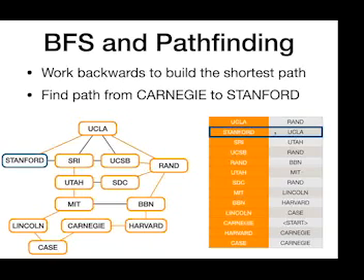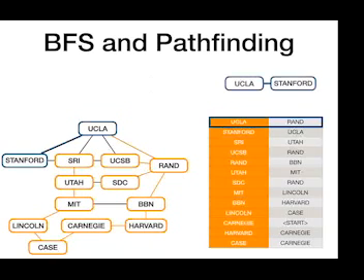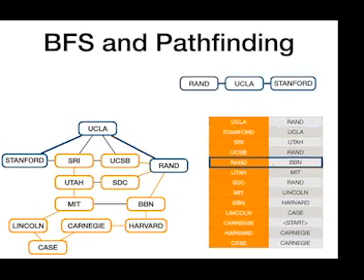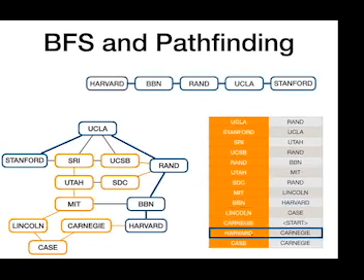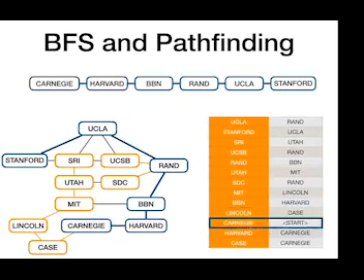So for this, we're going to start at Stanford and work backwards. So Stanford, where did we come from? UCLA. Now we have a path. It's ending in Stanford, and the previous node from Stanford was UCLA. Now we're going to look up UCLA. Well, where did you come from? I came from Rand. Rand, where did you come from? BBN is my previous node. That's how I was explored. BBN, where did you come from? Well, I was explored through Harvard. Harvard, where were you explored from? Carnegie. Carnegie, where were you explored from? I'm the start of the path.